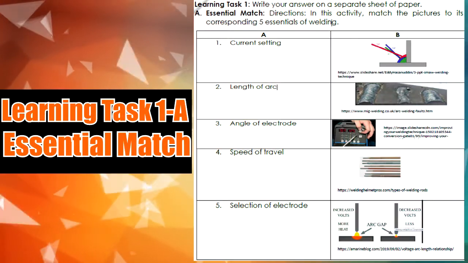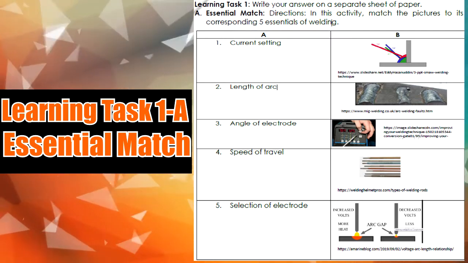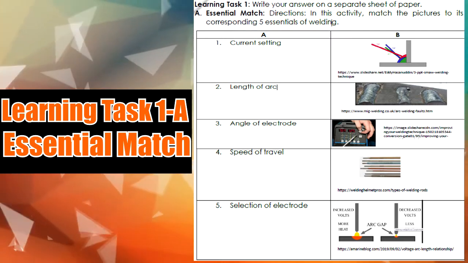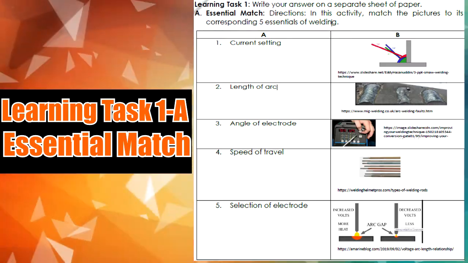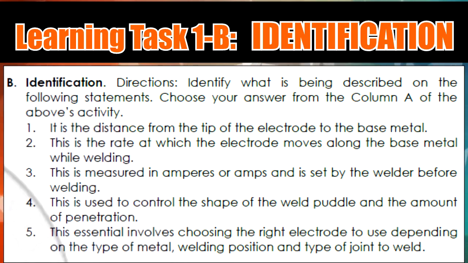For learning task number 1, essential match. You just have to match the pictures to its equivalent to the essentials of welding. The second part of the learning task 1 is identification. You have to identify what is being described on the following statements. Choose your answer from column A of the activity. Do this on your answer sheet.